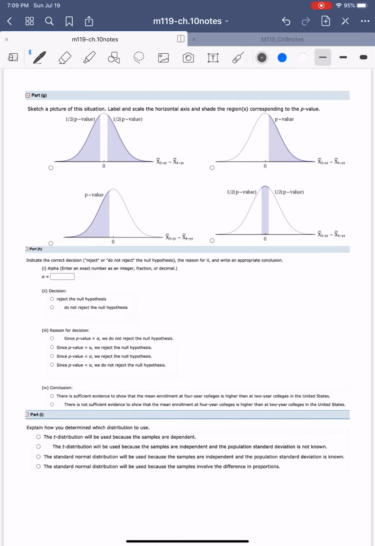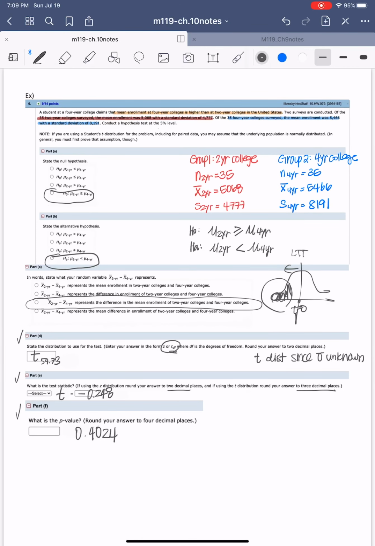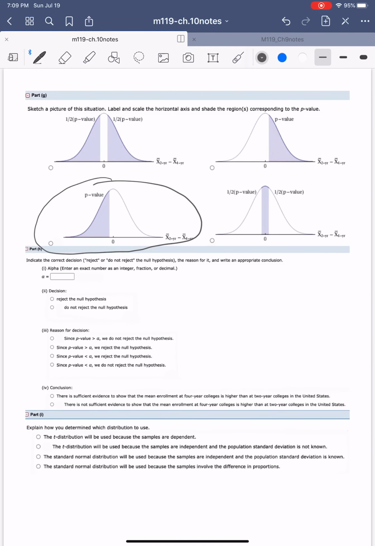Oh, so that kind of answers question G. It's a left tail with a 0.4, so it's almost halfway. So the correct one will be this one over here. Alpha value was, we want it at a 5% level, so 0.05. So let's make a decision. So that's step 5 of your hypothesis test.